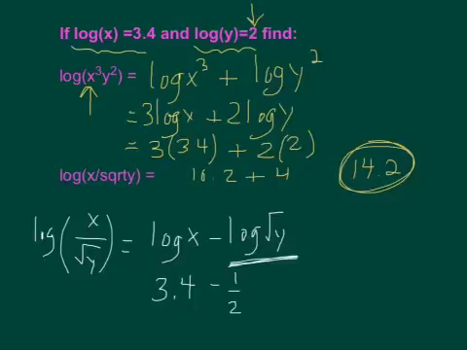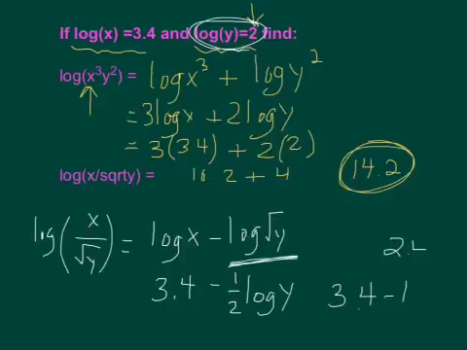So as a power, I'll bring that out in front here as a coefficient. And so I will do 3.4 minus half of log of y. Half of 2 is 1. So 3.4 minus 1 is 2.4. Final answer. Again, we never found x or y, but we were able to find the log of this quotient, x over the square root of y.